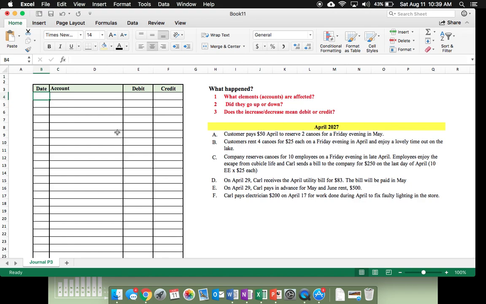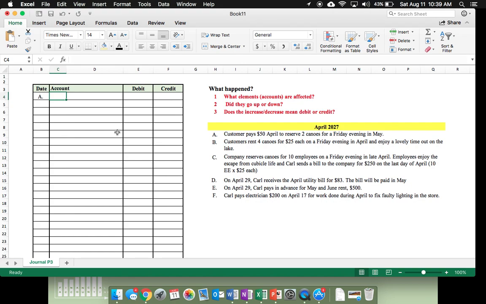Okay, so April 2027 transactions here, A through F. We're going to see if we can record these in a journal. Our journals are very basic again. They have a column for the date, which again most of the time we don't have dates, so we're going to use the letters. They have a column for our accounts, and then they have a debit and a credit column. So, transaction A, customer pays $50 in April to reserve 2 canoes for a Friday evening in May.